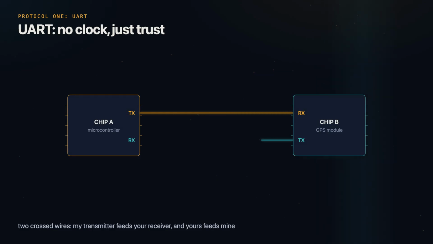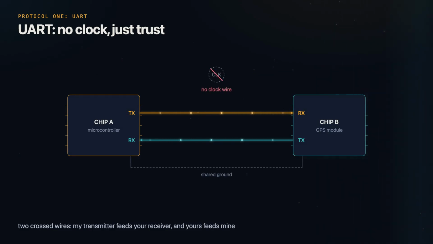UART first, the oldest and the simplest. 2 chips, 2 wires. My transmit pin feeds your receive pin, and your transmit feeds my receive, so the wires cross. Both chips also share a common ground, so they agree on what 0 volts means. And notice what is missing. There is no clock wire anywhere. Both sides are flying on trust.